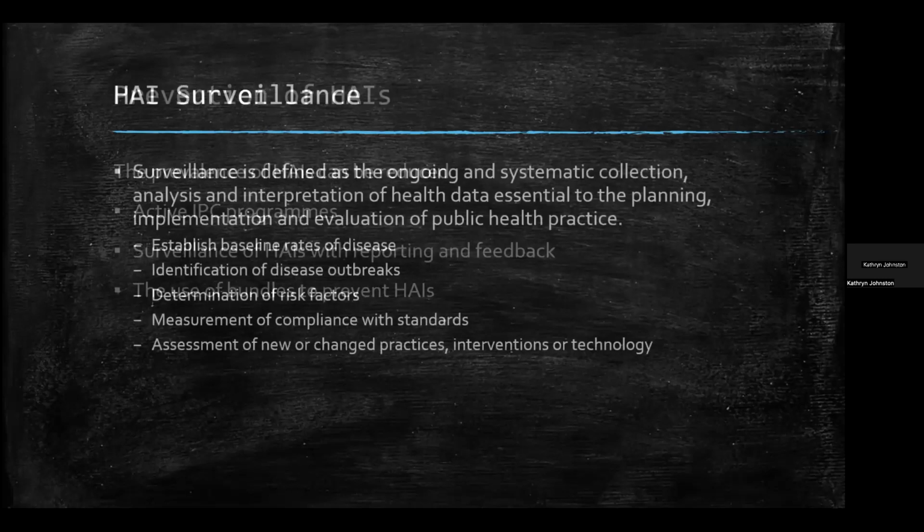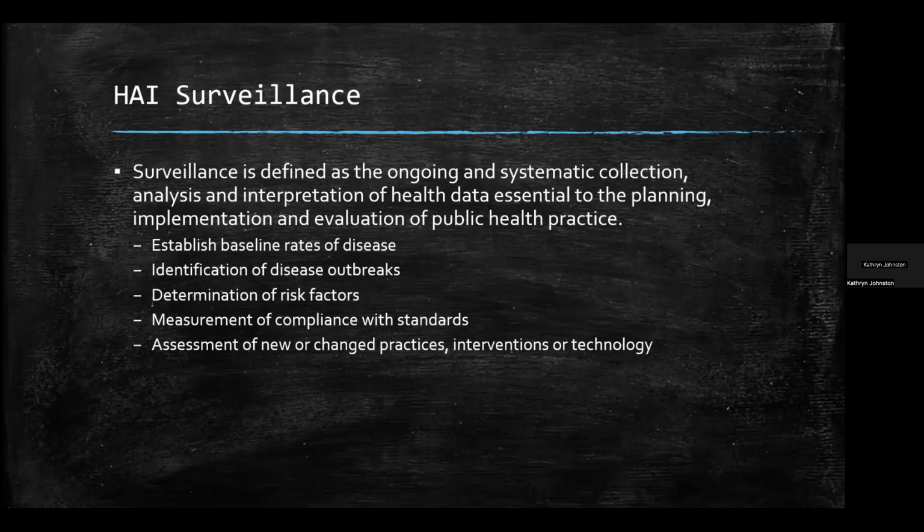So I'm going to talk about the actual HAI surveillance itself. If HAI surveillance is necessary in order to reduce the prevalence, what does it really entail? First of all, you have to know what surveillance is. Surveillance is usually defined as the ongoing and systematic collection, analysis, and interpretation of health data essential to the planning, implementation, and evaluation of public health practice.